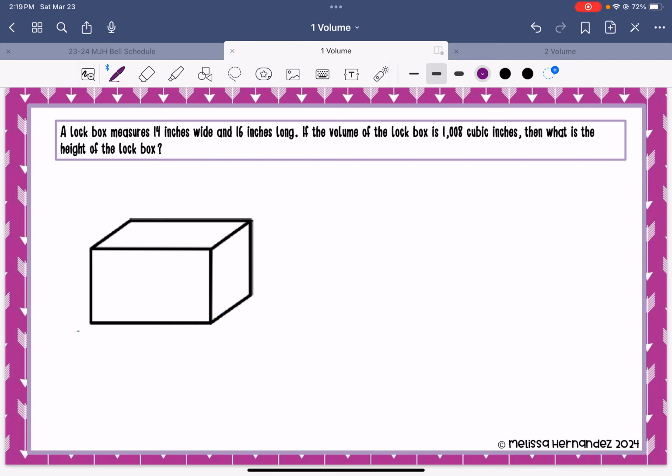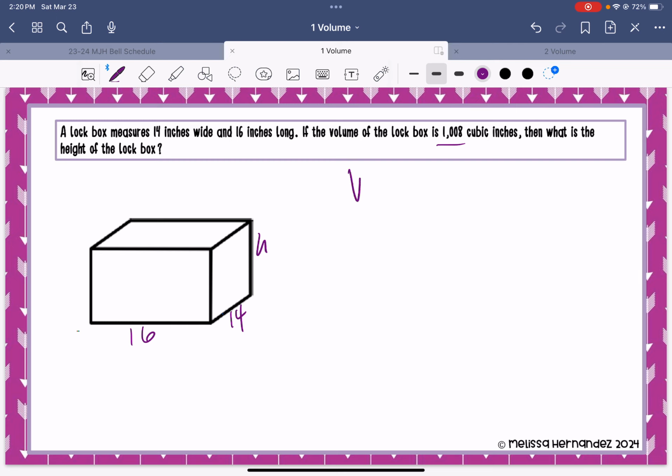A lockbox measures 14 inches wide, 16 inches long, and it has a volume of 1,008 cubic inches. What is the height of the lockbox? So I included a picture so we could label it. You will not always get a picture, so if you don't, you definitely want to draw your own. So it says 14 inches wide, 16 inches long. We don't know what the height is, but we do know that the volume is 1,008 cubic inches.